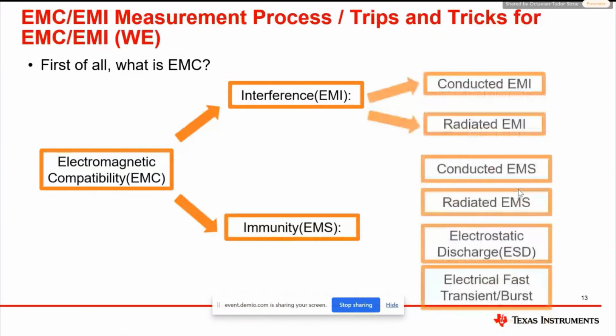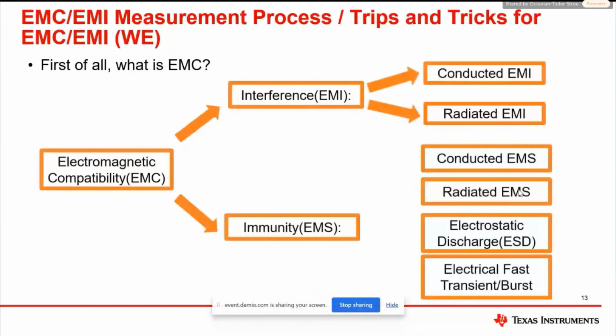Then, of course, we branch out and we have conducted and radiated interference that we test in the EMI. And for the EMS, for the susceptibility section, we also have conducted and radiated susceptibility, but we perform also some additional tests like electrostatic discharge, fast transients, and bursts.